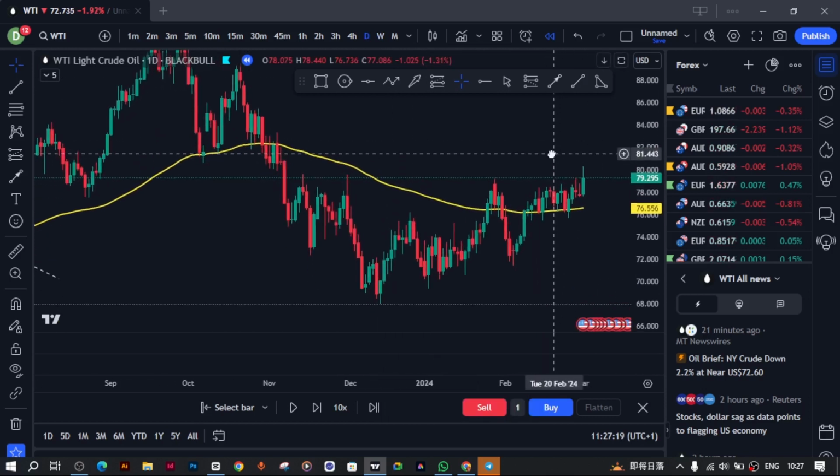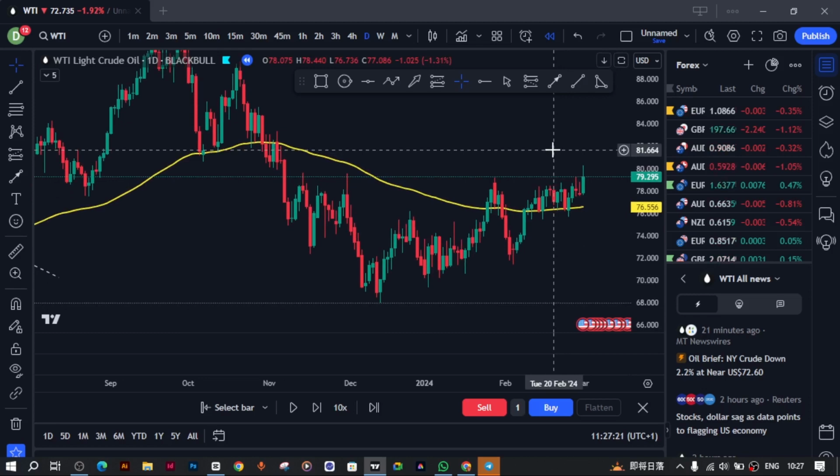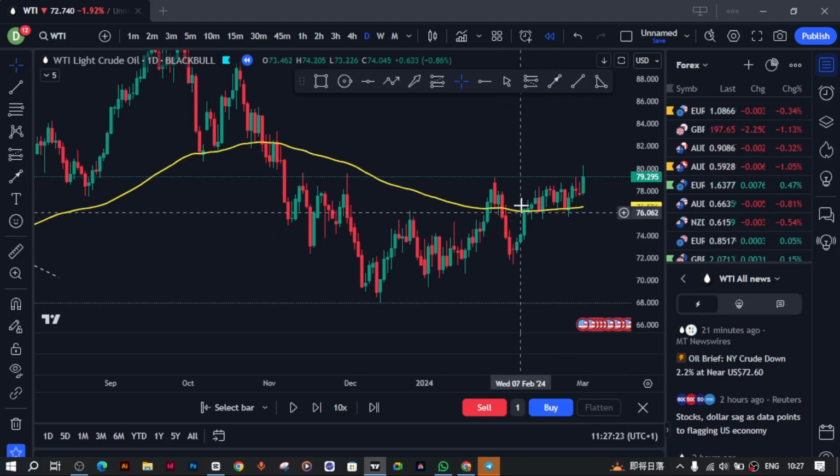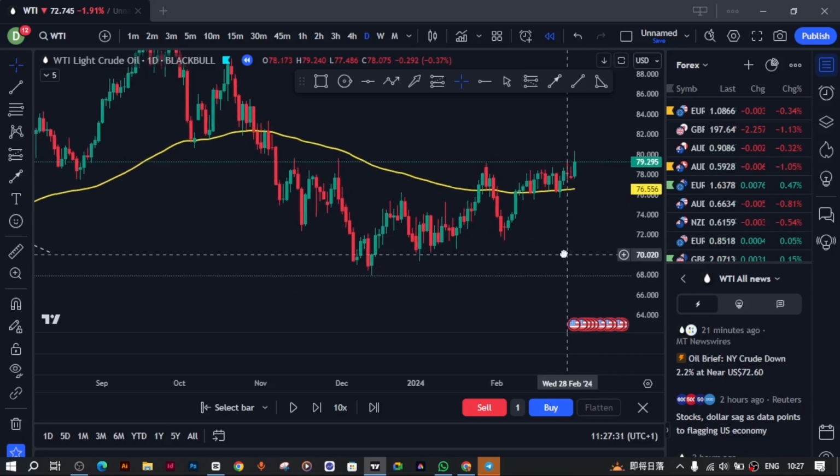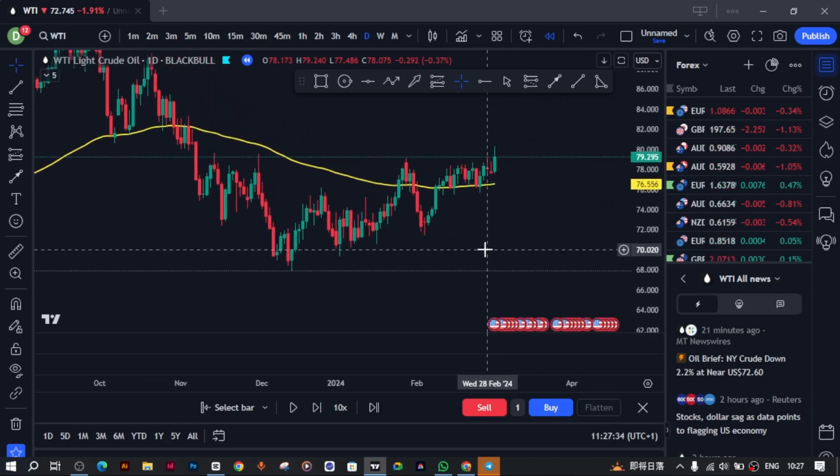And now when I come over to the daily time frame, I can clearly see just one simple thing: the market is currently above the 100-day moving average, and it's fully above it. Still, I'm not going to enter. At this point, this is where I start getting my support and resistance levels and my supply and demand zones.